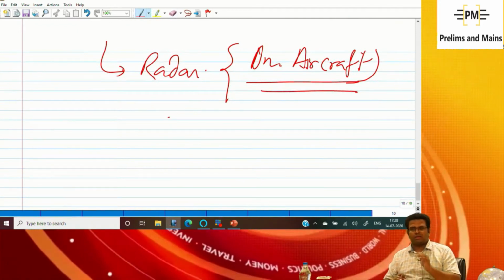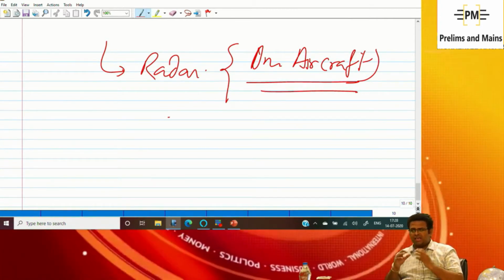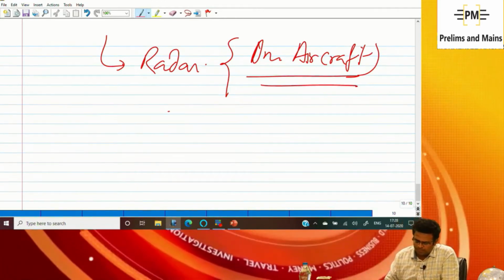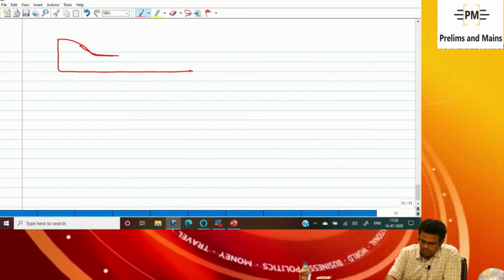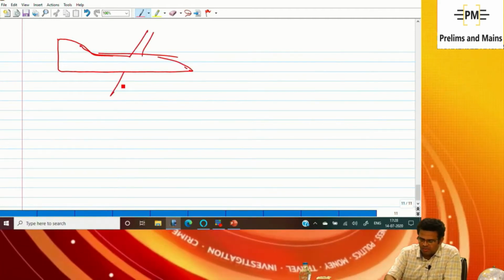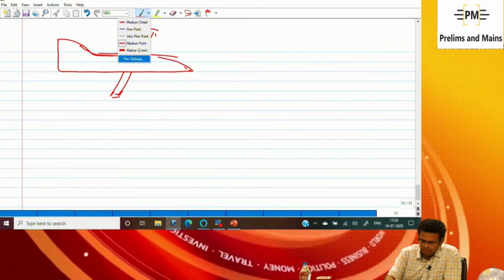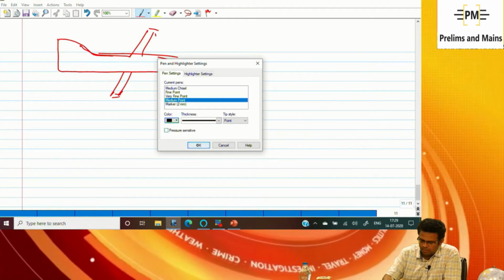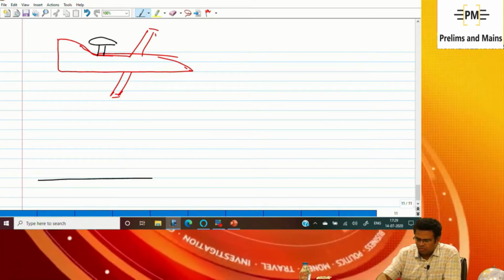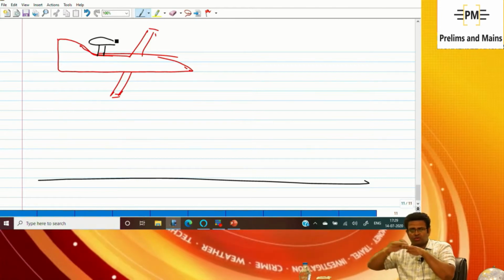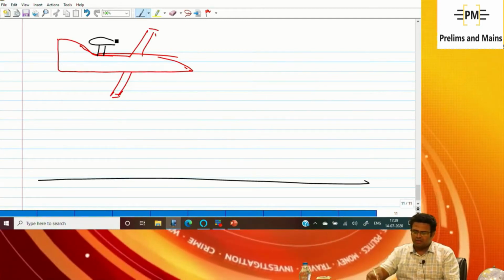And another is the radar. This radar will be on the aircraft. What is the job of radar? Suppose there is one aircraft in the air, and at the back of the aircraft a small radar is there. This radar releases a radio frequency, and it is very fast. It moves with the speed of light, and then it can strike any target.